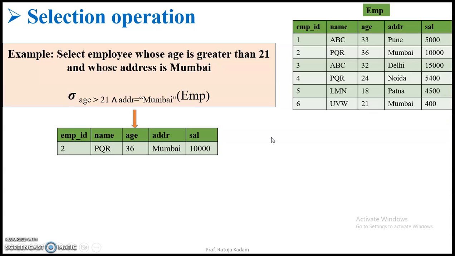Now here, first we have to see the address which is Mumbai. So which records? 2 and 6. But then we have to also find out that age is greater than 21. So here only tuple number 2 will satisfy this condition because age is greater than 21, that is 36. Here age is 21. So this particular record, that is record number 6, will not be displayed. Only record number 2 will be displayed as an output.